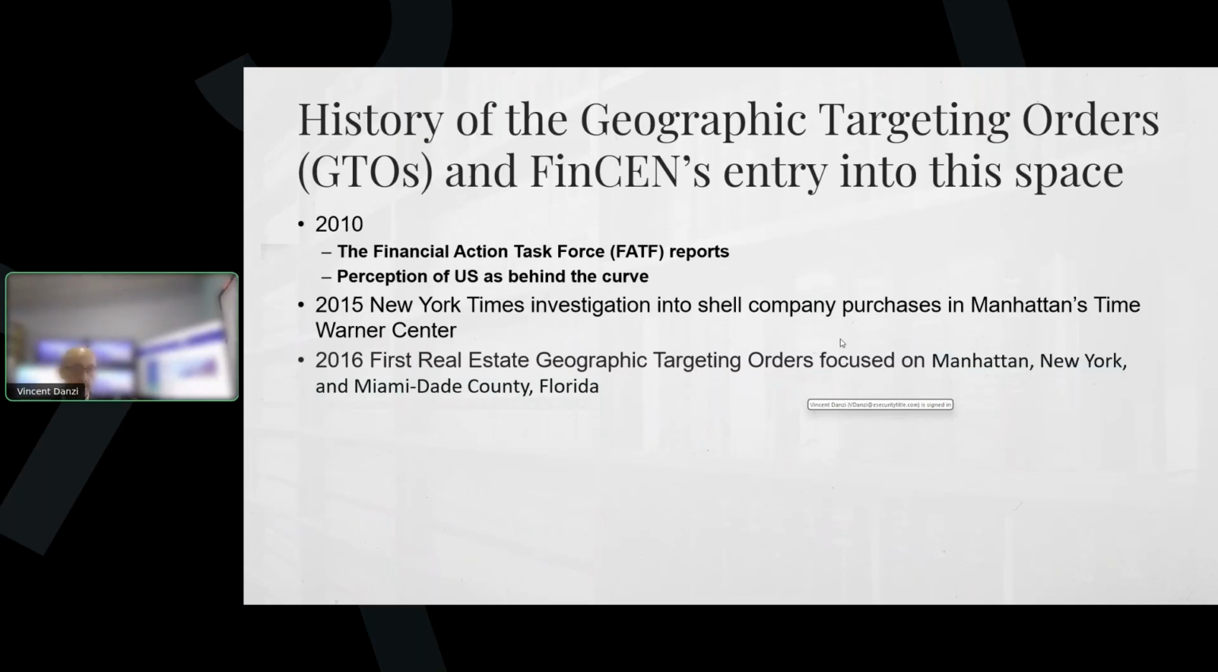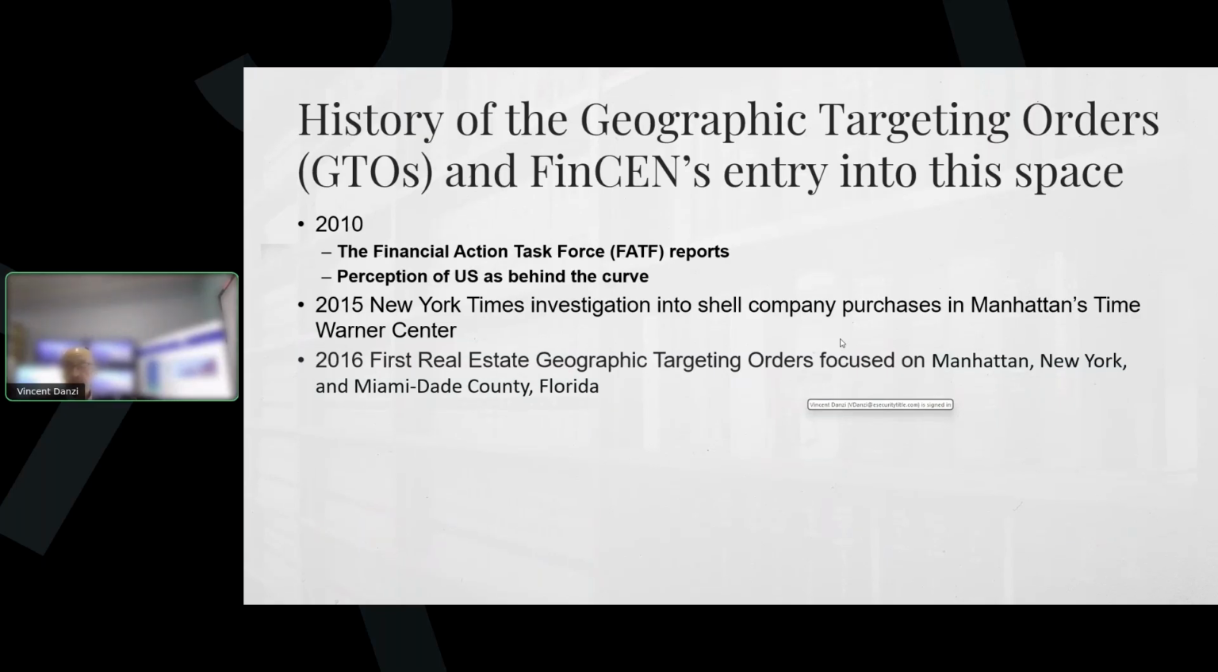And so in 2016, it's hard to believe that we're actually now about 10 years from the date of the first geographic targeting orders were issued. But in 2016, FinCEN issued the first of these geographic targeting orders. And these geographic targeting orders were targeted, first of all, they were targeted at title insurance companies.